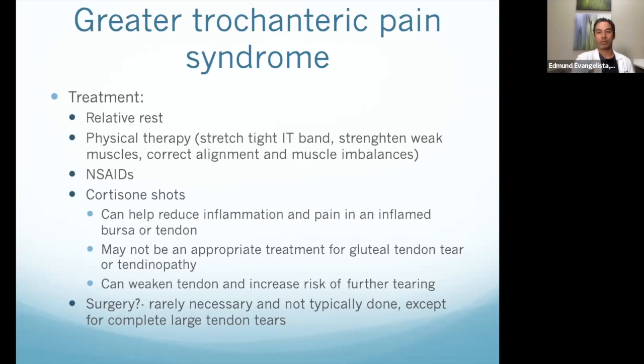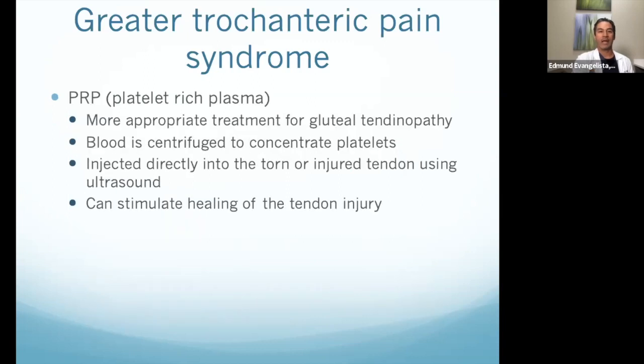So what about patients who don't respond to therapy and cortisone injections and they're not a candidate for surgery? Well, platelet-rich plasma has really been a game changer for this condition. And it's really more appropriate for treating gluteal tendinopathy, where if it's not really inflamed and it's more tearing, micro tears and partial tearing of the tendon, this platelet-rich plasma can actually stimulate healing of the tendon. So you're trying to treat the root of the problem. So again, with platelet-rich plasma, we draw your blood, we concentrate the platelets out of your blood, and then we can inject that directly into the torn or injured tendon using ultrasound to guide us.